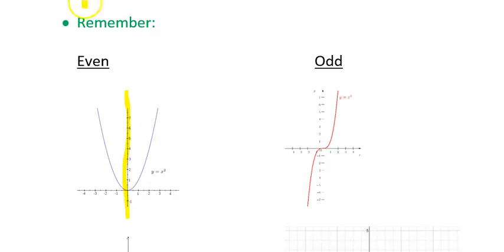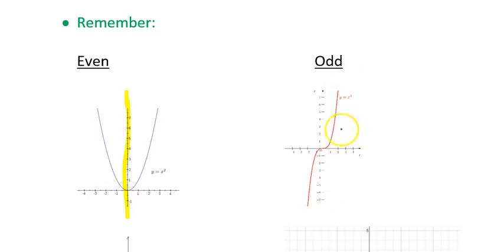So it's symmetric with respect to the y-axis, not the x-axis. To the y-axis, I can fold it right there and it lands on itself. That's even, and those typically have even powers. Now, if you have something with an even power that's shifted left or right, you're not going to be able to fold it on the y-axis. So that's not a completely even function.